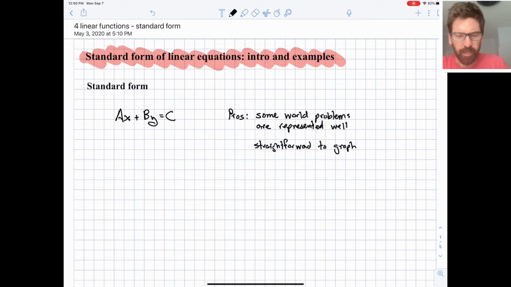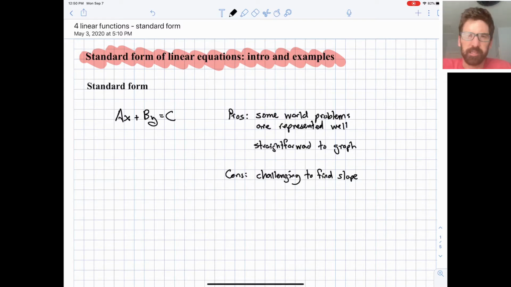I think the biggest drawback, though, is that it's awkward, or it's just another step, to find the slope. The slope of the line is not explicitly part of the equation.